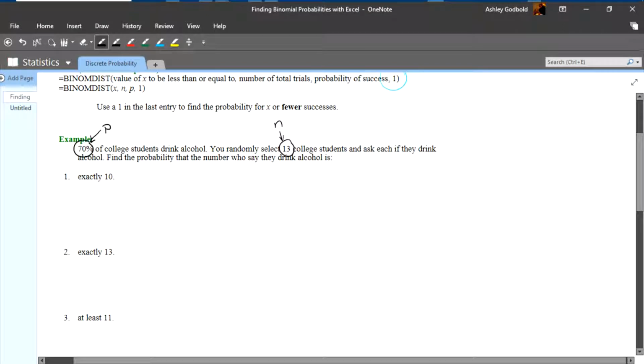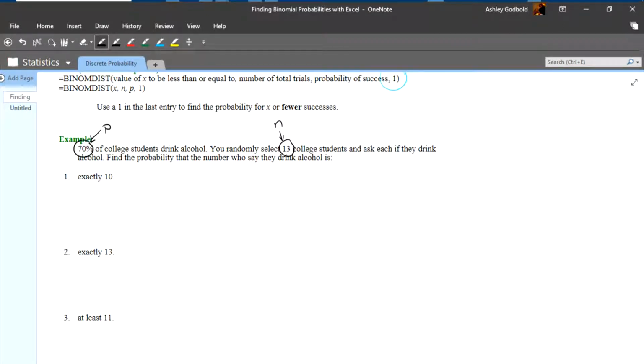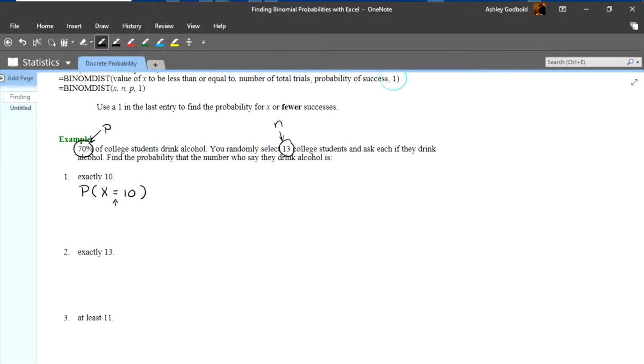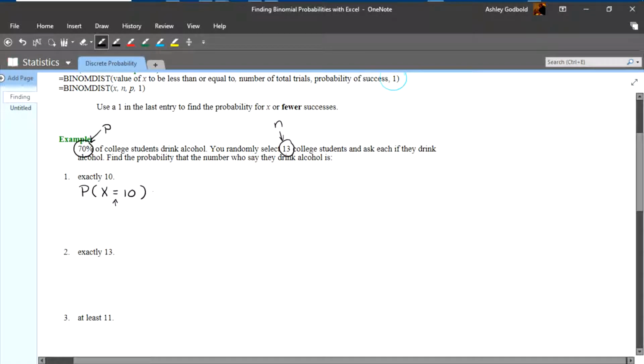We want to find the probability that the number who say they drink alcohol is exactly 10. So we're looking for the probability that x is equal to 10. Due to the fact that we're looking for an equal to or an exactly problem, we're going to be using a PDF here. So that means the last number in our binomdist function is going to be a 0. So we want to do binomdist.